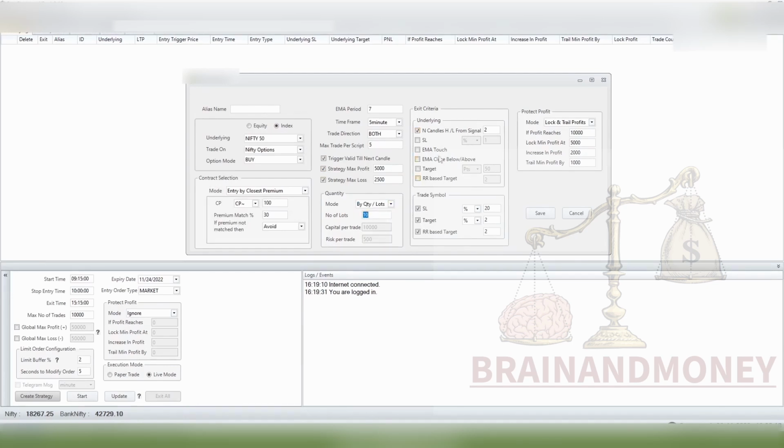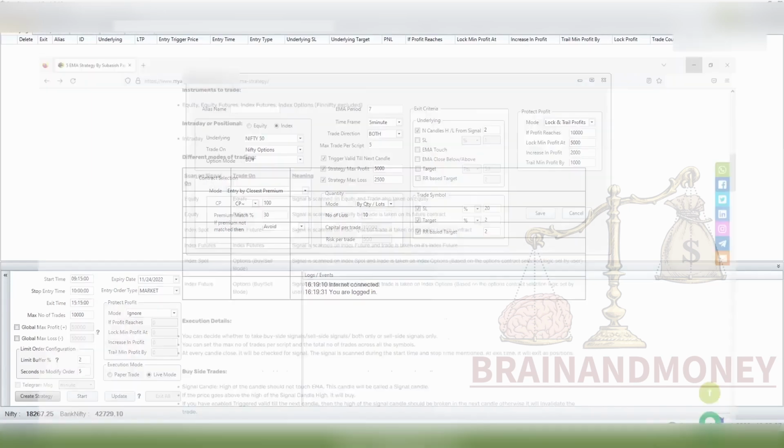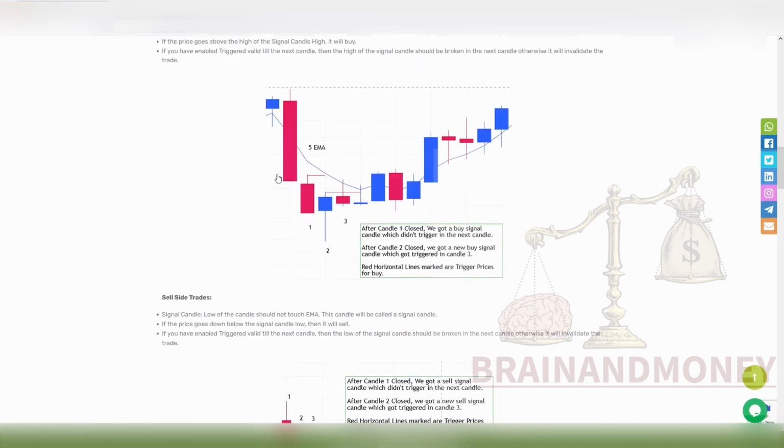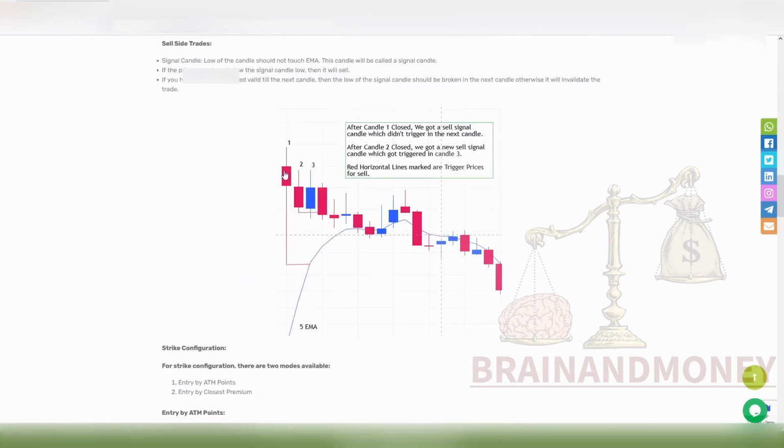Now these are the different exit criteria which I will show you now. So the first is end candles high or low from signal. So let's say if you get a sell signal and you want to keep the stop loss above the 2 candles from the signal candle high. Let me just demonstrate the same. So let's say you get a sell signal over here, okay. The entry is triggered on the 3rd candle. So this 2nd candle is the signal candle, and you want to keep the stop loss above the highest high of the 2 candles including the signal candle.